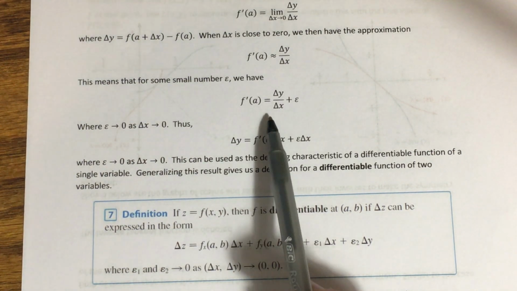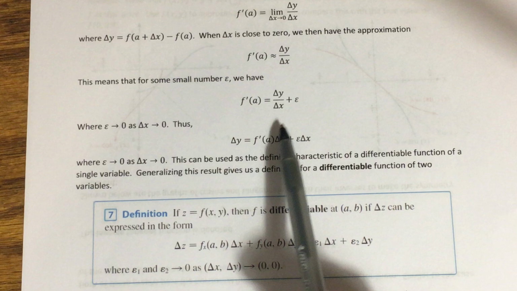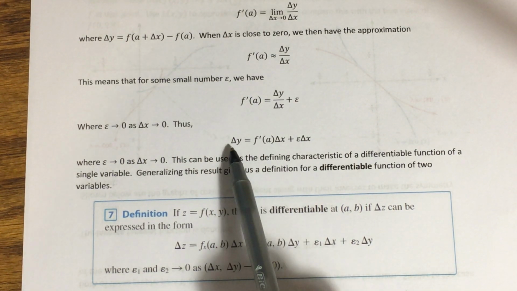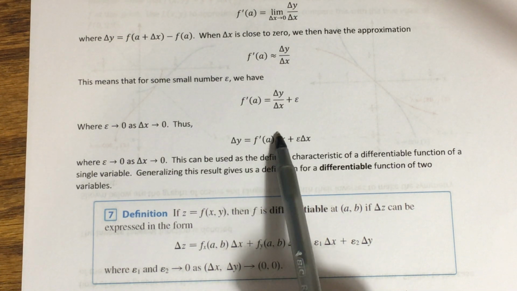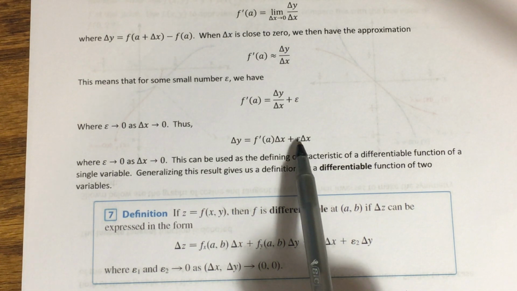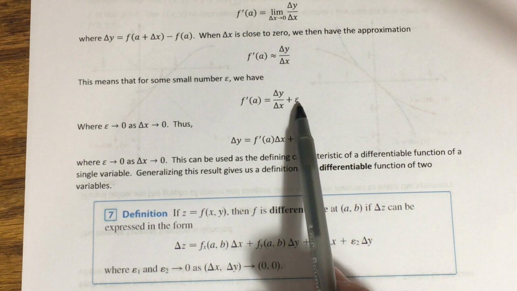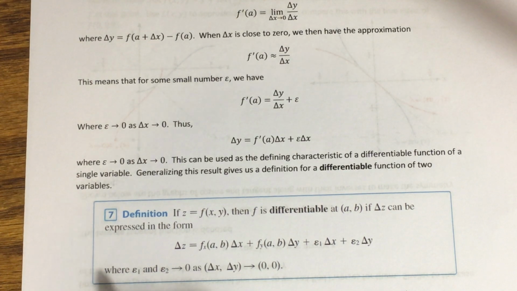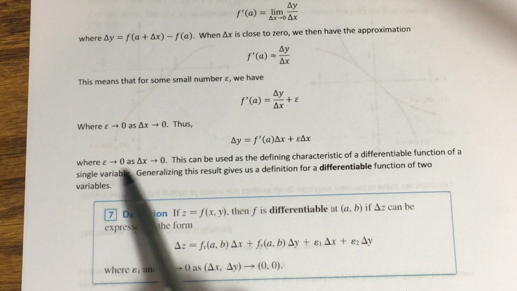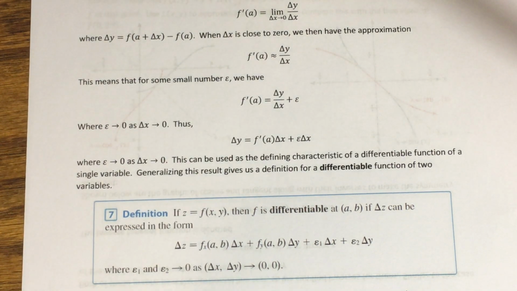Now, taking this little equation, if I solve this equation for delta y by multiplying both sides by delta x and then isolating delta y, I get this. Delta y is equal to f prime of a times delta x plus epsilon times delta x. And that epsilon is a function of delta x. It changes depending on how close delta x is to 0. So not only do we want this equation here, but we also want to restate the fact that epsilon goes to 0 as delta x goes to 0.